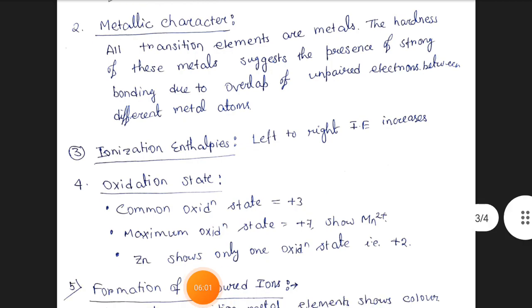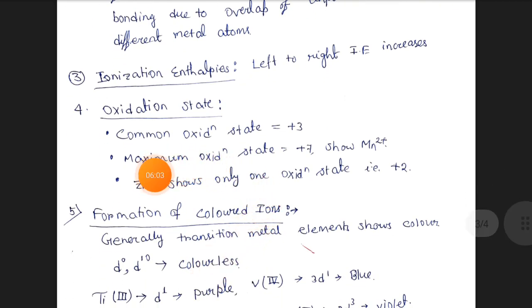Okay. Next, oxidation state. In a transition element, the common oxidation state is +3. Okay. And here, a maximum number of times the question asked is manganese, that shows the +7 oxidation state, that is the highest oxidation state. Okay. And often asked, which element has only one oxidation state? That is +2, that is zinc. Okay.